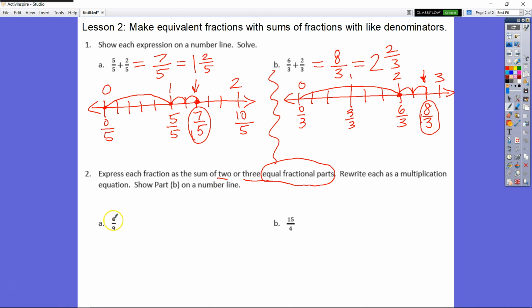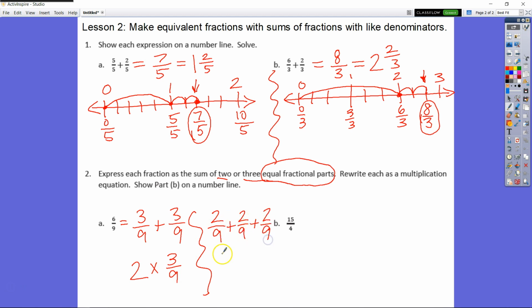So how can we write this? There are 2 ways that we can write 6/9 as equal fractional parts. I'll show both ways. We can either have 3/9 plus 3/9, which is equal to 2 times 3/9, or your answer could have been 2/9 plus 2/9 plus 2/9, which would be equal to 3 times 2/9.